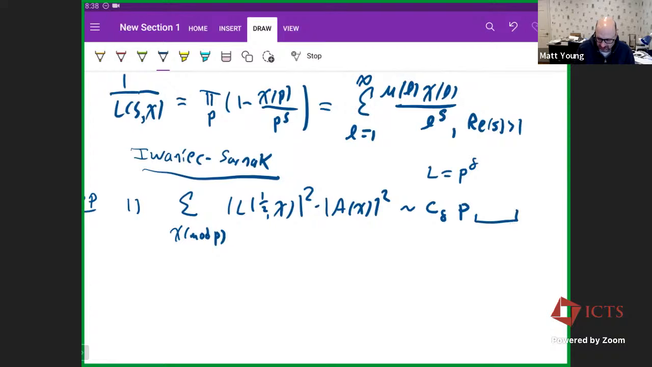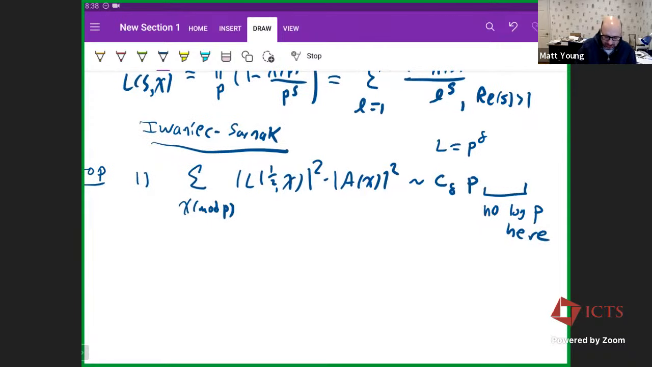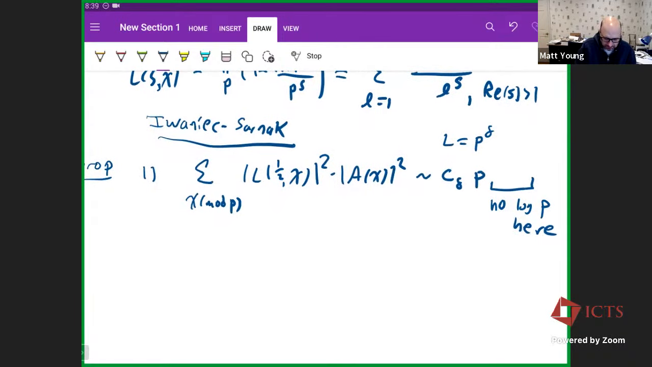So there's no log p here. I don't know if it's clear what I'm trying to say. If you don't have the mollifier there, if you just had the second moment of Dirichlet functions, then we got p log p. This is what we already mentioned yesterday. But the whole problem is, how do you get rid of this log? And that's what this mollifier accomplishes.